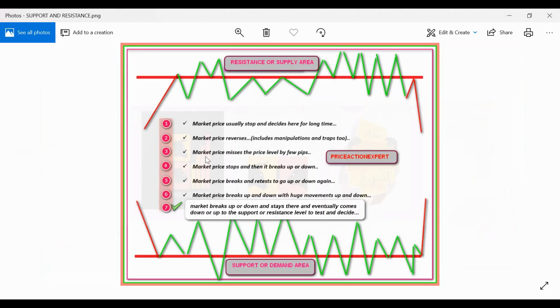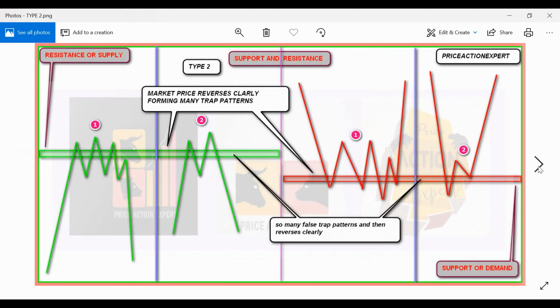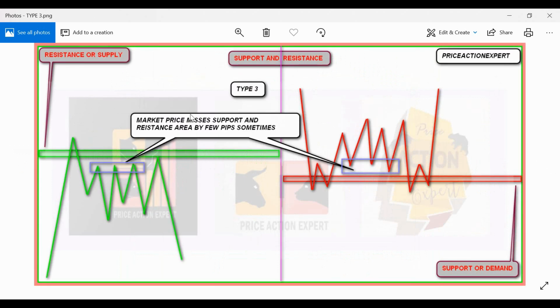Type 3, market price misses the price level by a few pips. This is type 3. You can see here the market price misses the support and resistance area by a few pips. See here, in this area it tries to touch the resistance, but it fails to touch. It drops, again it moves up, and it tries 2 or 3 times, but it couldn't. The fourth time when it touches, you can see a drop here, or you can see a reaction here. After that it will decide.